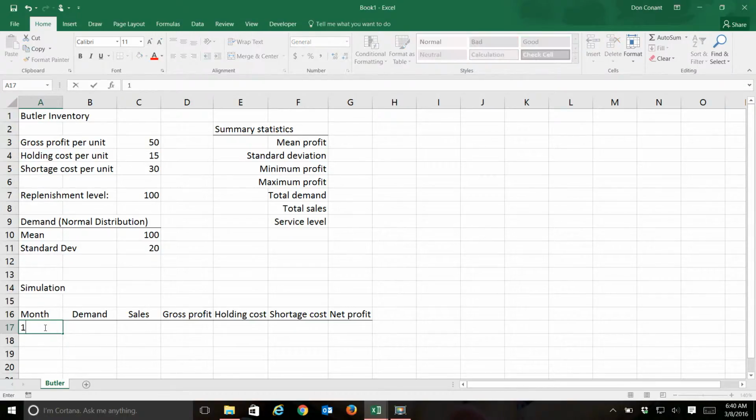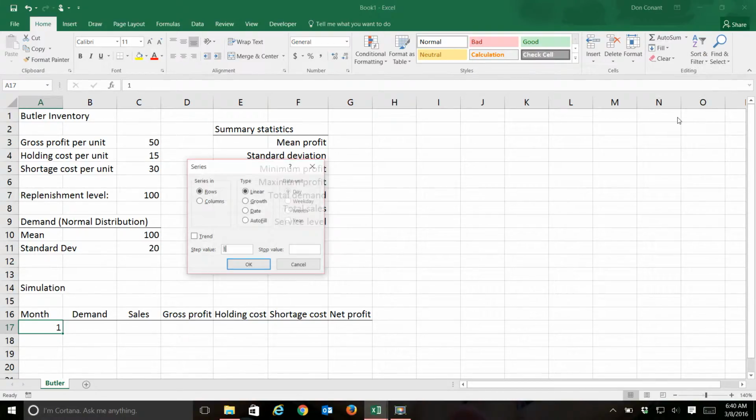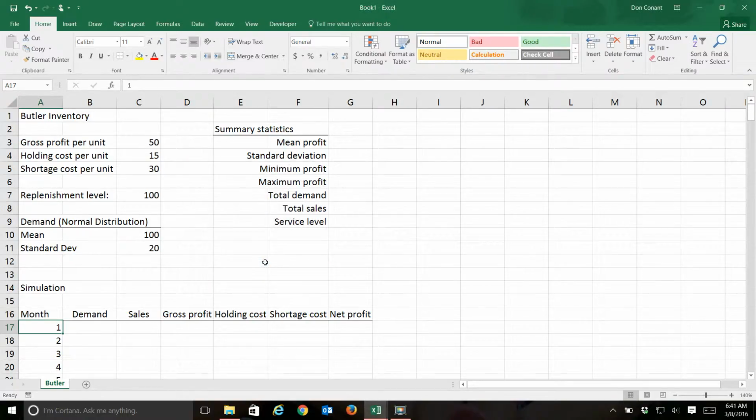Again, to populate the number of months, we'll put a 1 here, and then we'll go to our Home tab, and we will select Fill and Series. We want our series in a column. We want it to step one value at a time and go to 300. That will give us a series 1 to 300. Now I want to calculate our demand, and we're given the demand distribution here.